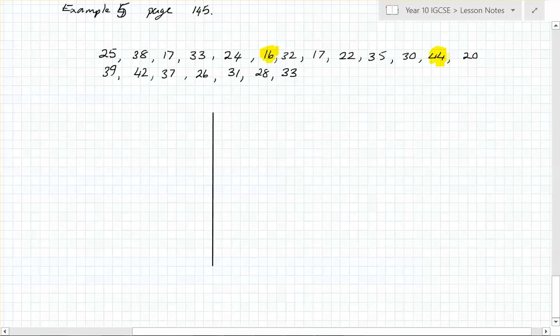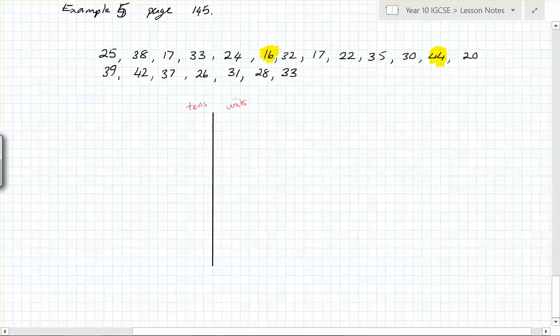Now, when I said the stem is about the thing that's repeated, it's because there might be lots of numbers in the 20s, lots of numbers in the 30s, and I don't want to have to keep writing 21, 21, right? There's no need. So my stem, in this case, represents my tens. So I've decided that this part represents my tens, and then the leaves part represents the units.